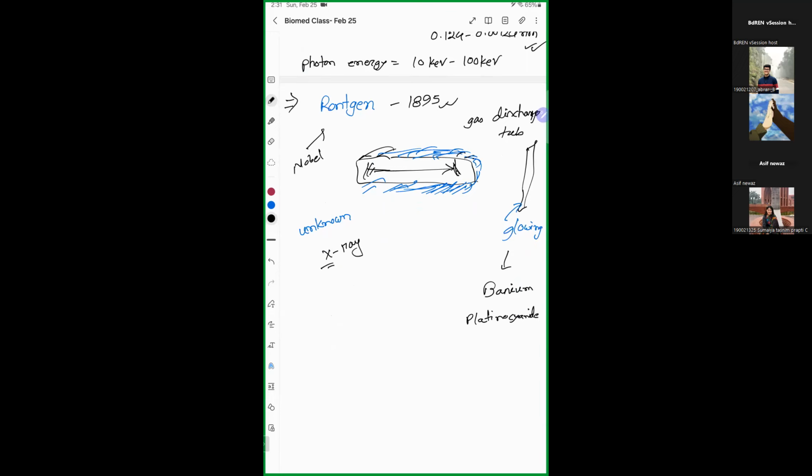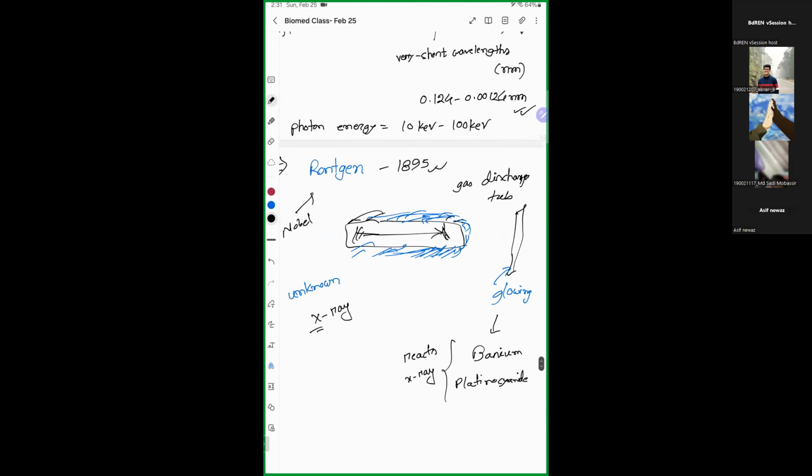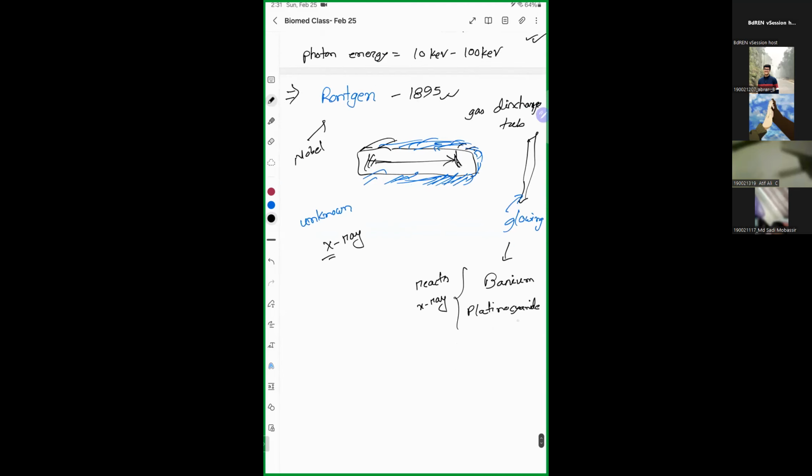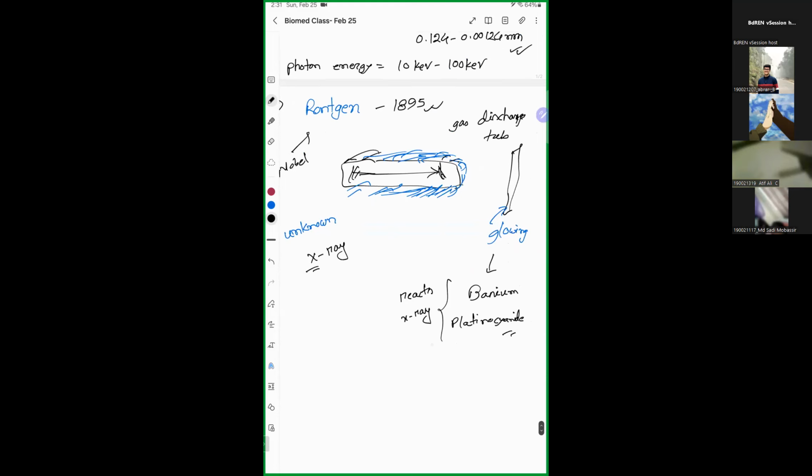So why does it start to glow? Because this particular material reacts with X-ray. Why does it react? As you can understand, this is a very high frequency, that means high energy, high frequency radiation. In normal light, it will have no reaction. But when you have this kind of high frequency light, it will react with this material. And when the material has this reaction, some photons are emitted, so it actually becomes visible. That's why this material is glowing.